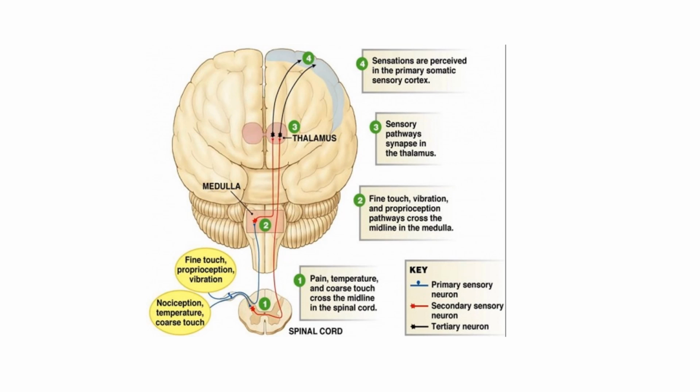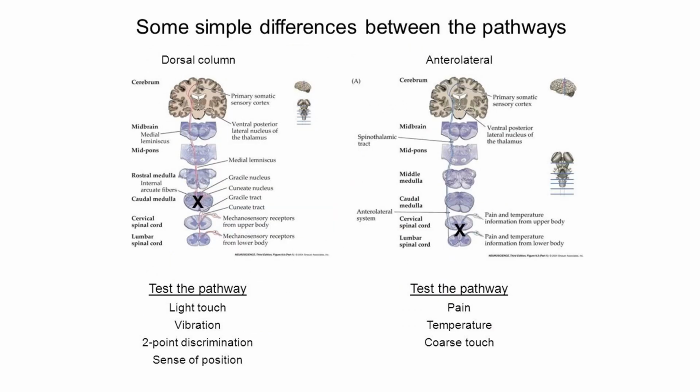All right, they form the ascending column. This is the spinothalamic tract. And then from the thalamus, just like in the dorsal column, the third order neurons carry impulses to the primary somatic sensory cortex. This just very quickly again highlights the differences between the pathways. All right, so as I've already mentioned in the previous two slides, it's just a repeat, just to reinforce.